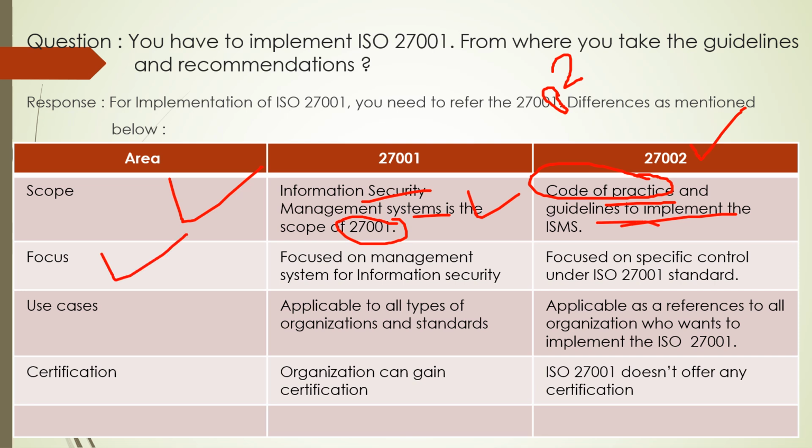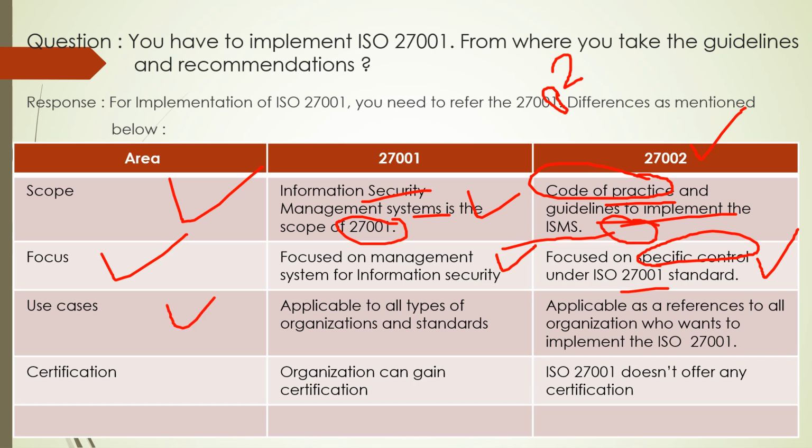The next area is focus. ISO 27001 focuses on information security, and 27002 focuses on specific controls, right? Specific controls under 27001. Guys, this is just an example. There is a control called governance, right? So 27002 mainly focuses on the governance part. What are the methods for implementation? How can we implement it? What are the methodologies? What is the risk associated with it? I mean, just a kind of deep dive into the governance part.